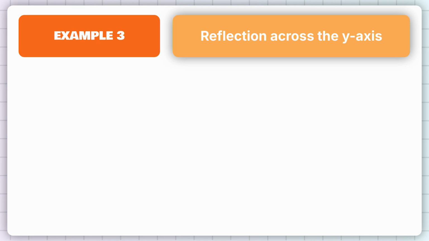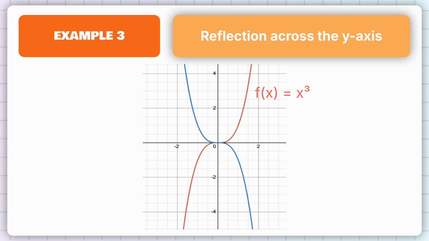Example 3. Reflection across the y-axis. Reflect the function f of x equals x cubed across the y-axis. The new function will be f of minus x equals minus x cubed. This transformation flips the graph horizontally over the y-axis.